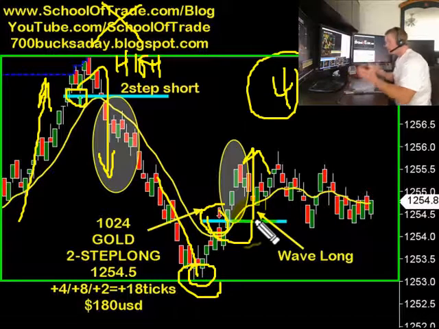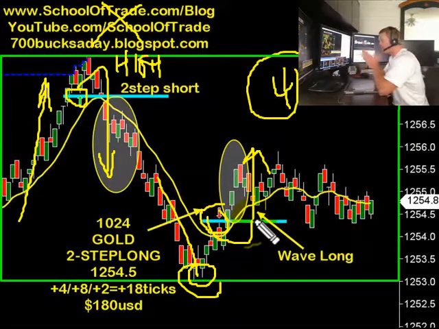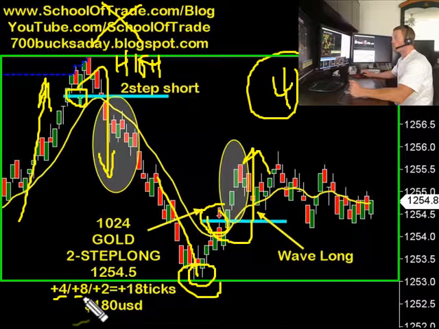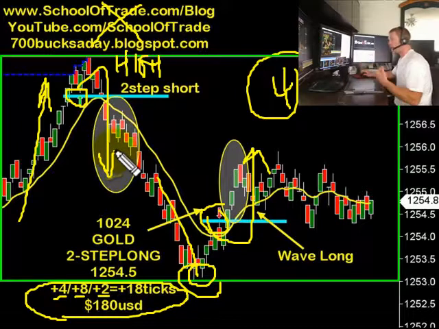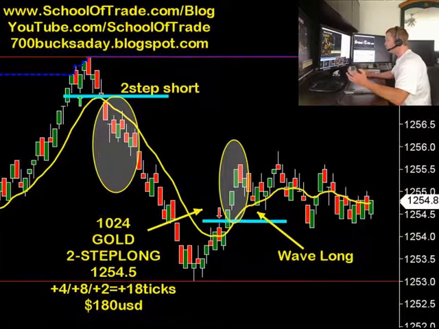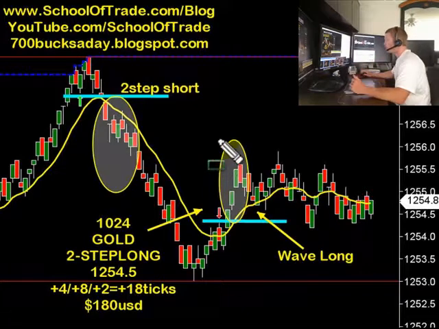Once we got in, a little bit of luck, I guess, right? Buyers stepped in, pushed that thing up for us. But of course, being in the right place at the right time and being able to capitalize on this stuff, guys, we took our first target at +4, took 2 off there. Second target at +8, we took 1 off at 8 and 1 off at 2. That's 18 ticks or 180 USD. So a 2-step short off the highs. We then come down for a 2-step long off the lows. And then, guys, don't forget, whenever we reverse off these lows, we also should look for a trend continuation pattern, which we call the wave.